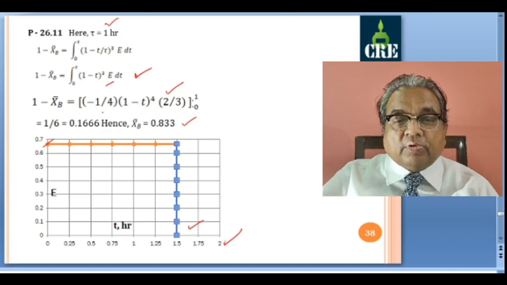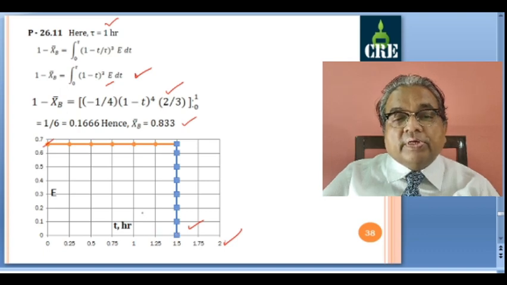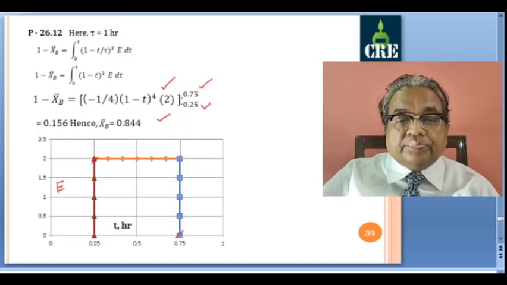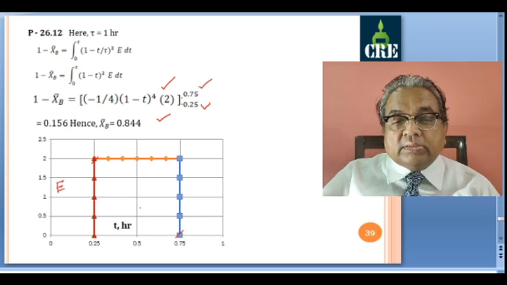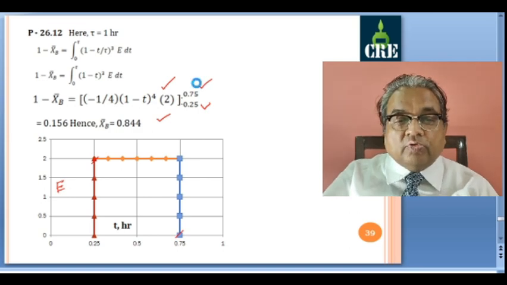If you compare with the previous problem, there the time required for complete conversion is 1 hour. Though we have data up to 1.5 hours, as the time required for complete conversion is 1 hour, in 1 hour everything is over, so you will not go beyond this point. So 0 to 1. Here, because the largest value of residence time from the data is 0.75, you cannot go beyond that. So although tau is 1, we will perform the integration up to 0.75 only. So this point you have to note.